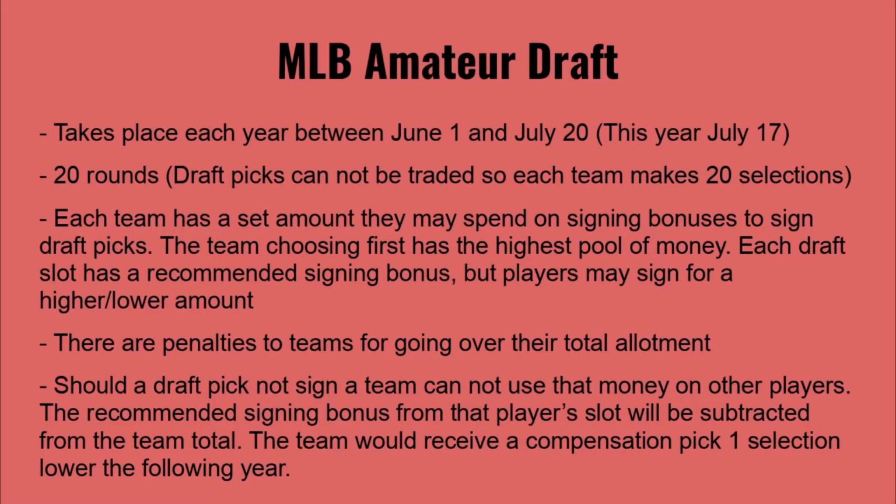There are penalties for teams going over their total allotment. And you should note, it's only the first 10 choices that have signing bonus pool money. After that, things start to slow down. Should a draft pick not sign with a team, that team cannot use that bonus pool money for a different player. We saw this before with Kumar Rocker of the New York Mets last year.